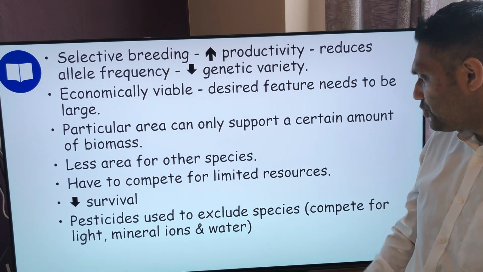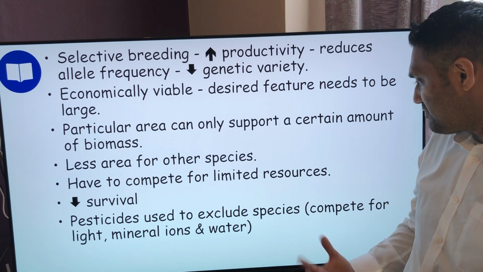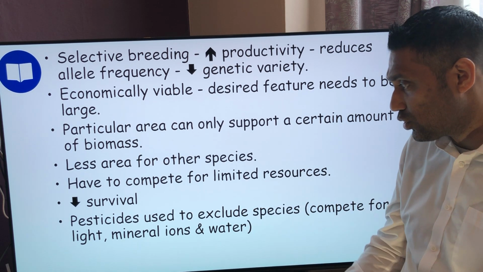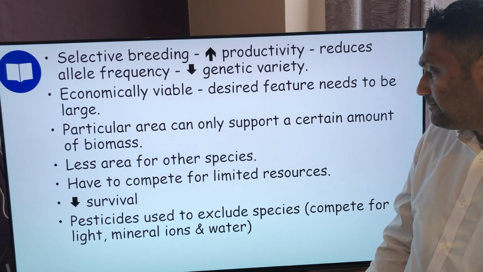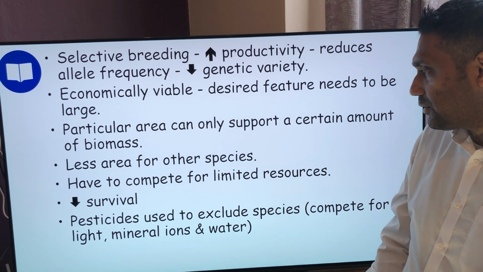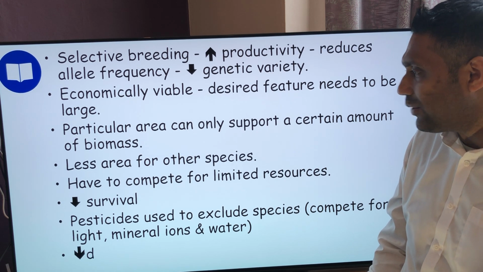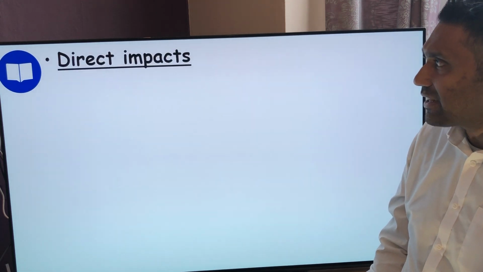Pesticides are used to exclude certain species as well because they're the ones that are competing for light, mineral ions and water that's in the soil. Okay. So, because these are what the plants need, pesticides will kill the pest. Now, all of this reduces species diversity.